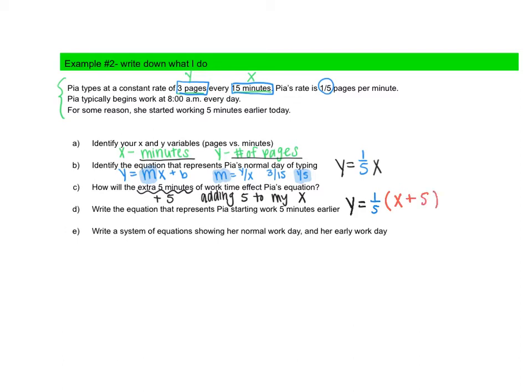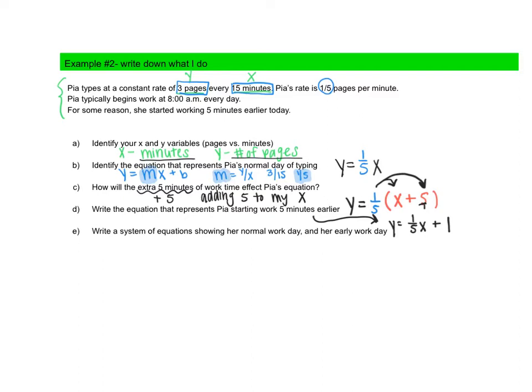Okay? From there, I'm just going to distribute this 1/5. 1/5 times x is 1/5 x. And then 1/5 times 5, well, 5 over 1. 1 times 5 is 5 over 5. 5 over 5 is the same as saying 1. So I've just changed my equation, and it now looks like this: y equals 1/5 x plus 1.